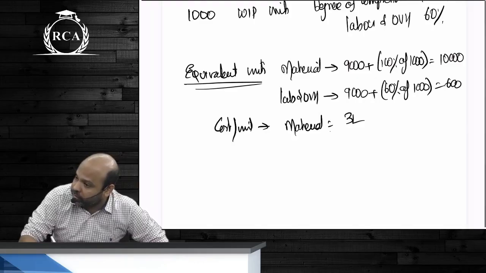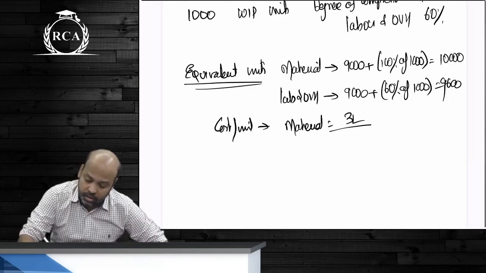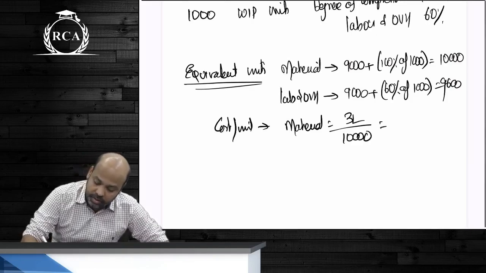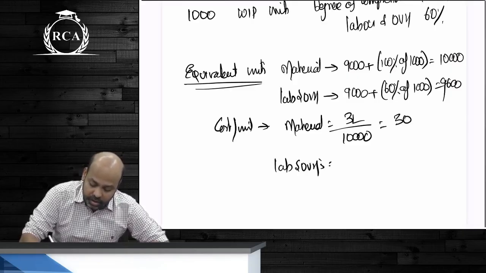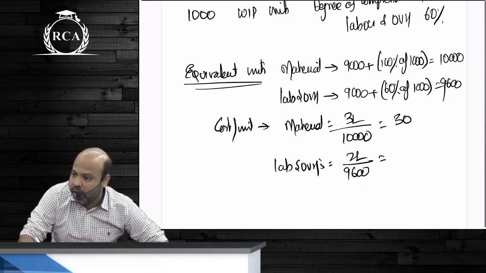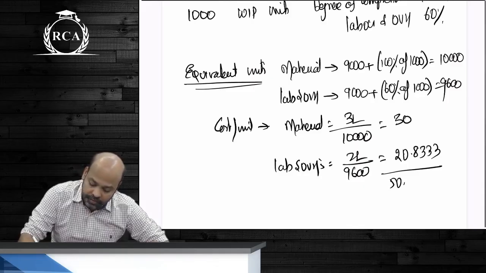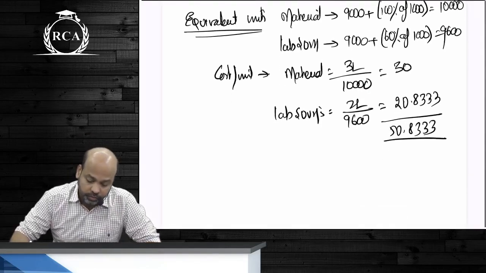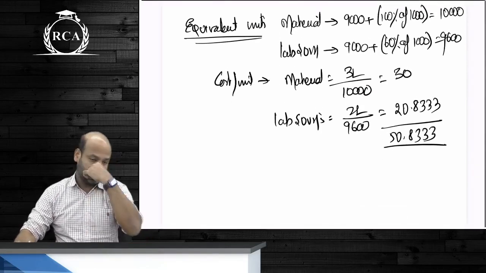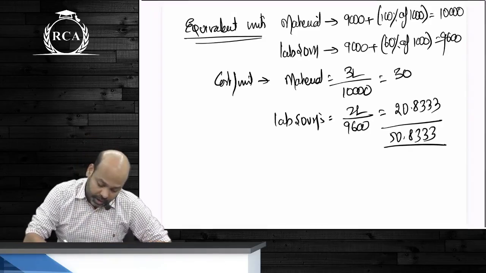So when I write cost per unit guys, material के लिए क्या लिखूं बेटा? 3 lakh rupees, divided by 10,000, that is 30. For labor and overheads guys, what is the amount that we have incurred? Divide by 9600. 20.8333. So 50.8333.